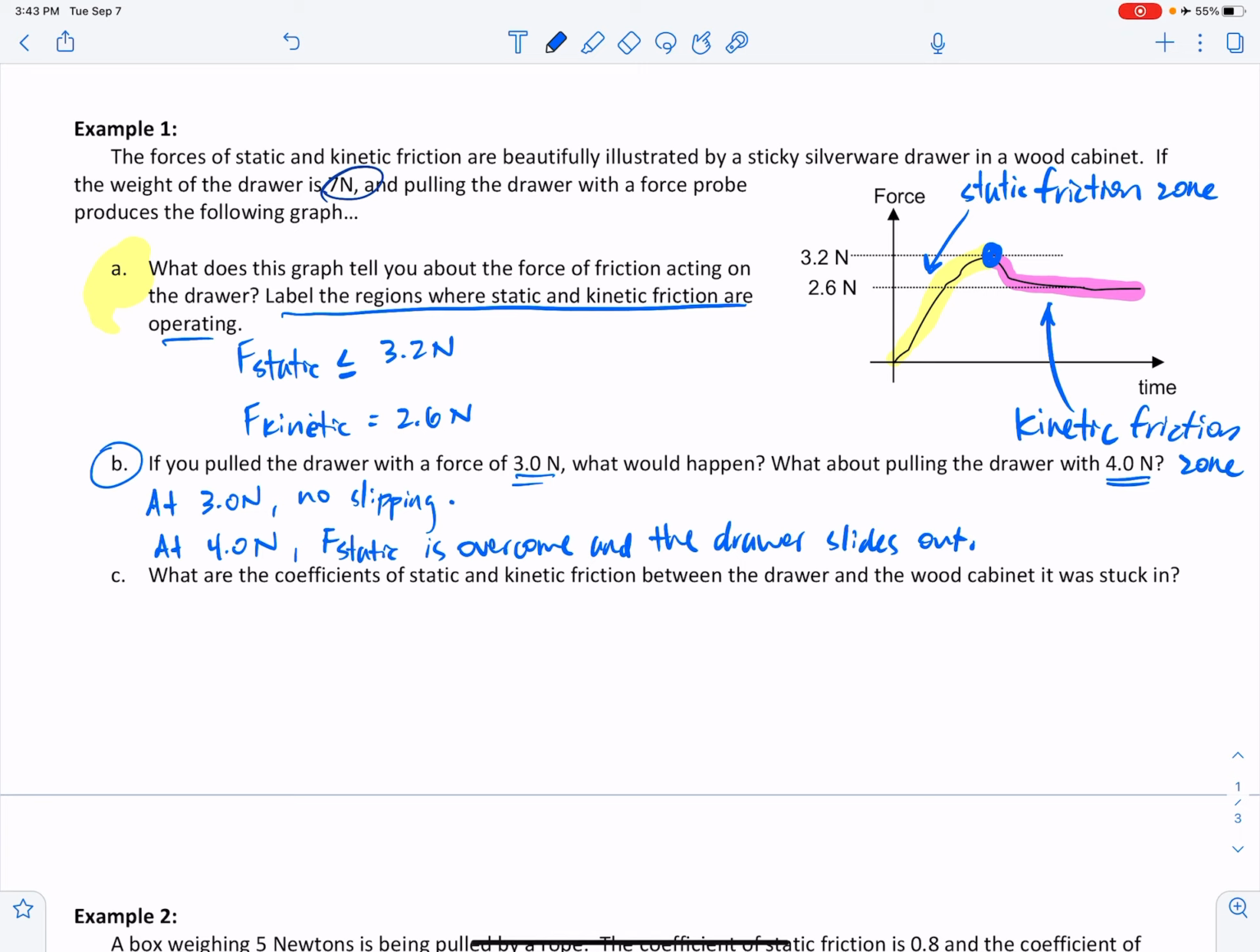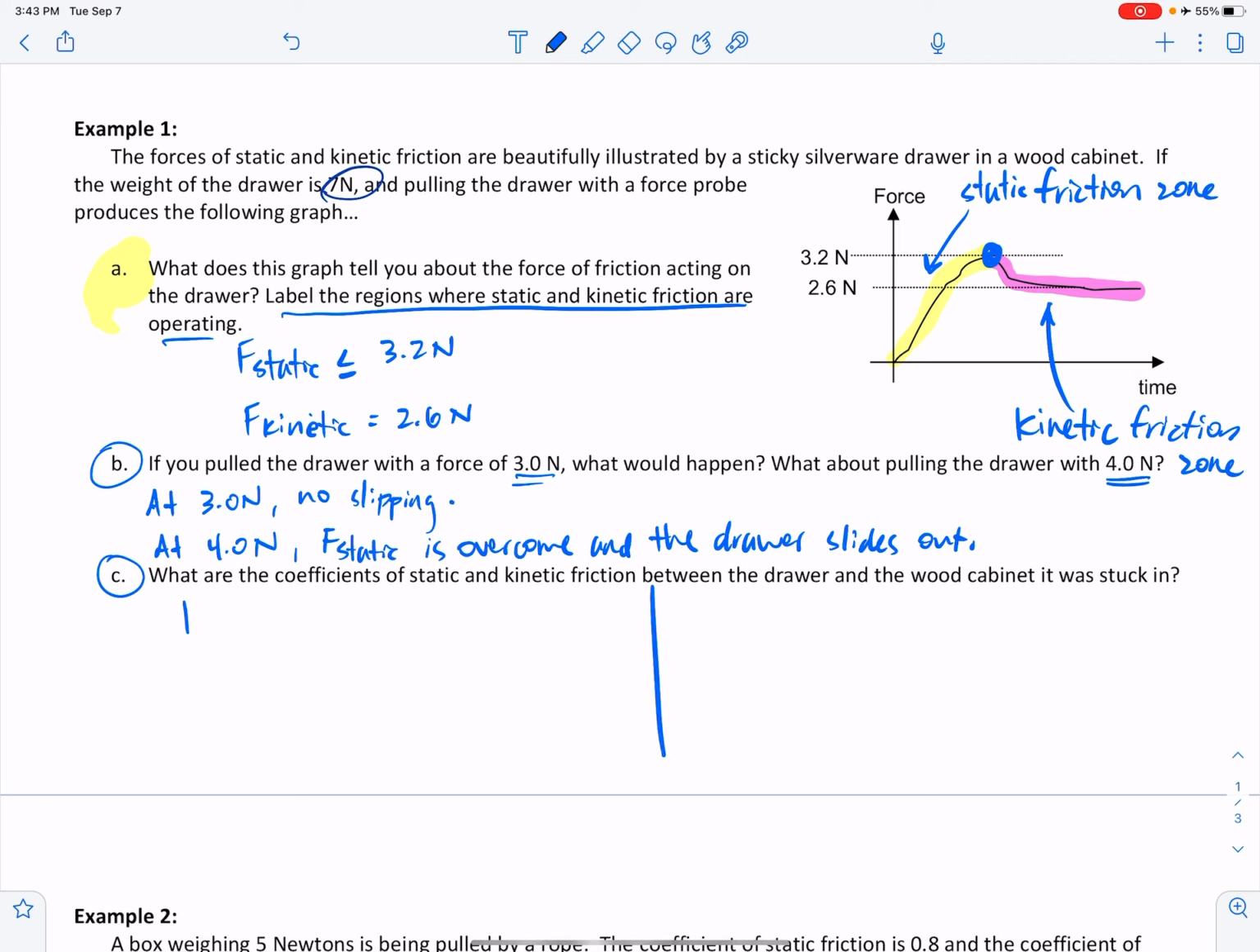All right, and then finally, question C. What are the coefficients of static and kinetic friction between the drawer and the wood cabinet it was stuck in? Okay, so specifically, coefficient of static friction is mu sub s. Coefficient of kinetic friction is mu sub k. All right, so remember those are the ratios between the friction force and the normal force. So I'm going to erase those because I need the space.